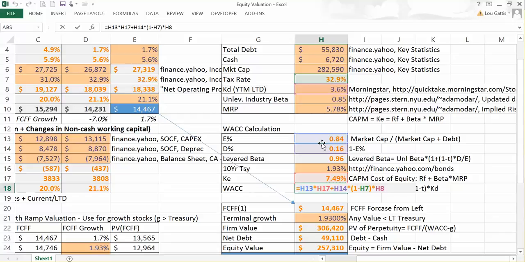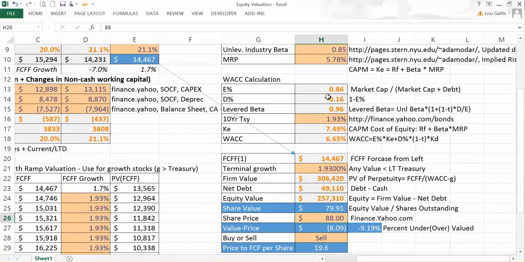It's using these 84% and 16%. It takes a weighted average of the cost of equity and Walmart's cost of debt, and that gives me 6.65%. So now I have a discount rate to calculate the present value of future cash flows for Walmart. My future cash flow is $14 billion. I'm going to assume that grows at some constant rate.